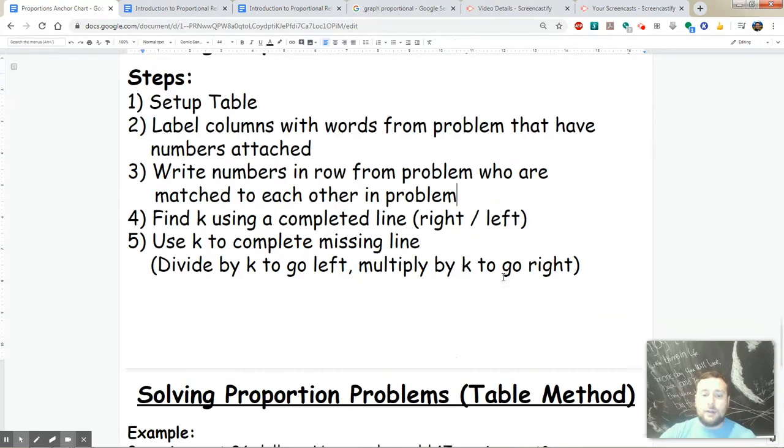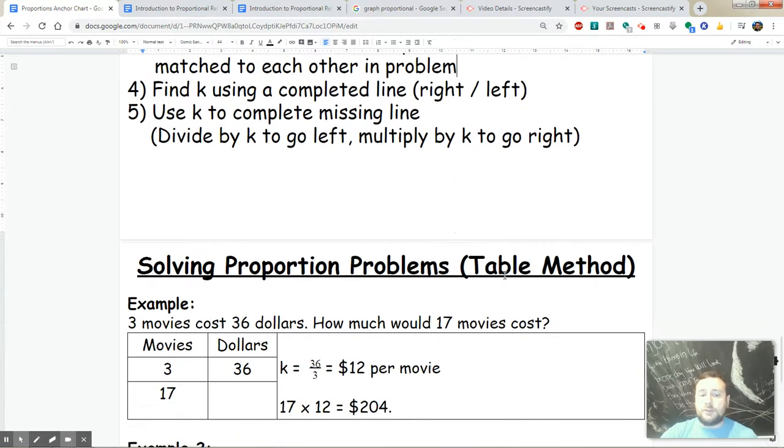Let's see this in action. So, 3 movies cost $36. How much would 17 movies cost? As I read the problem, I look for words associated with numbers. 3 movies. So I put movies in the first column. Cost $36. Dollars is a number next to it, so I put dollars on the second column.